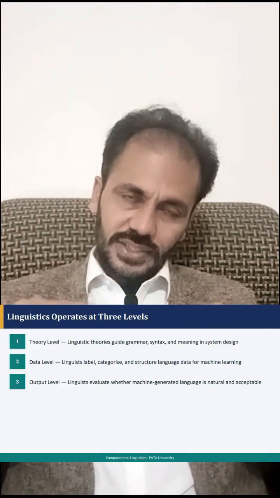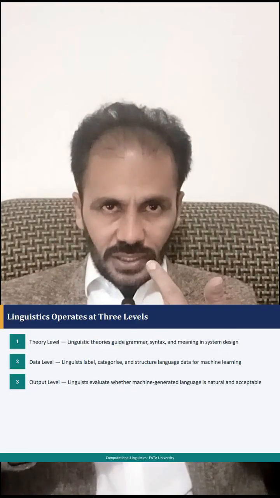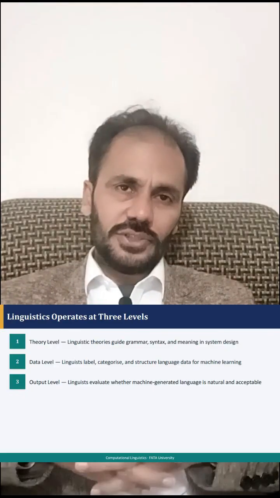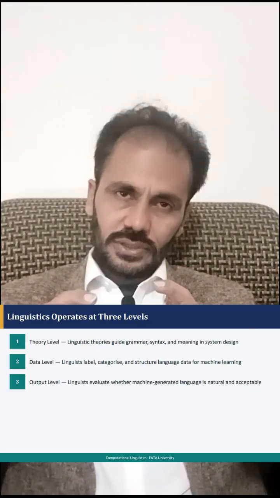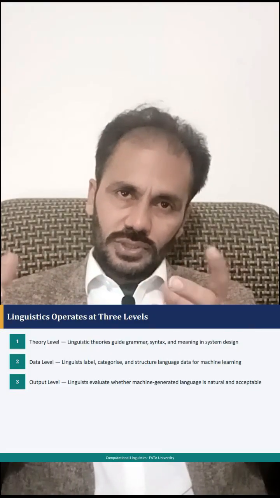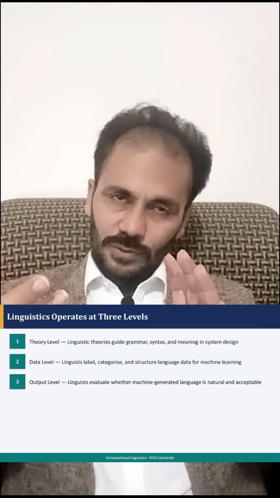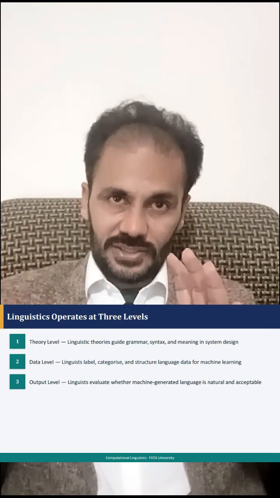Actually, linguistics works at three levels: at theory level, at data level, and at output level. Now let's explain these three levels. The data level, the machines or the computer system needs data to process. Now that data is actually the data in language form, different categories, the label data. Now who will label this data to be easily understood by the machine? The linguist. How will the linguist do it?